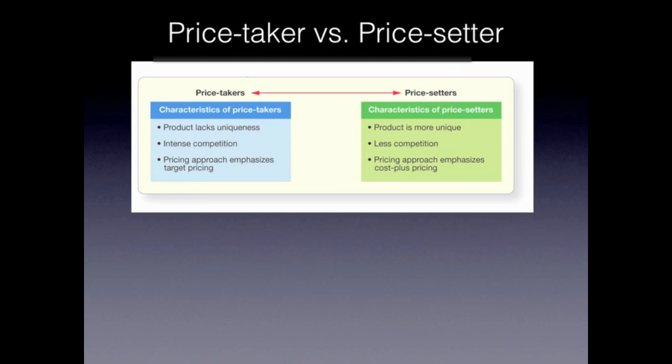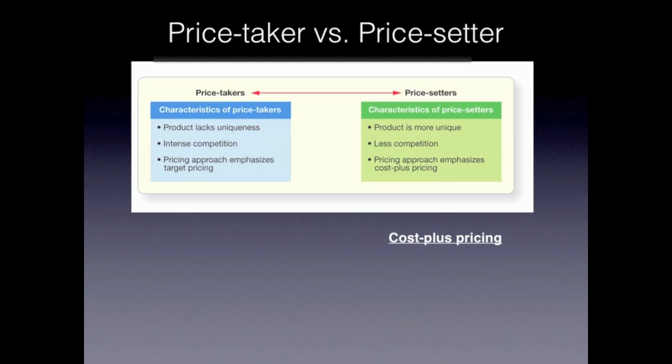If you're a price taker, then your product is not going to be unique. There will be intense competition for your product, and we're going to have to emphasize what's called target pricing, and we'll look at that in just a second. If you're a price setter, your product is going to be unique. There'll be less competition because you do have a unique product, and you will have to emphasize what's called cost plus pricing. So let's start with the price setter and what's called cost plus pricing.